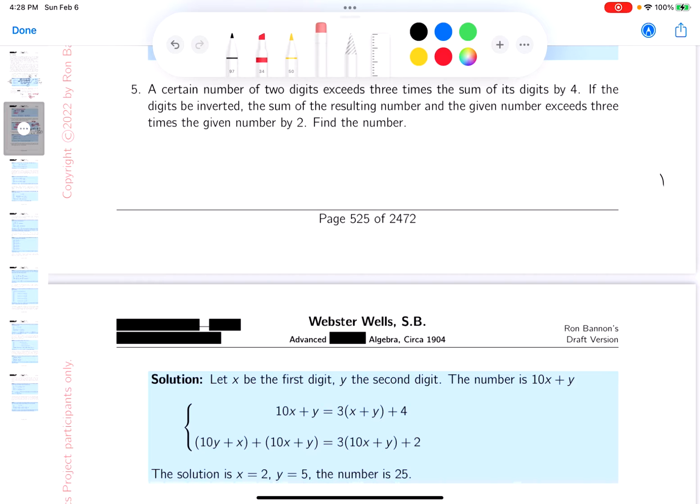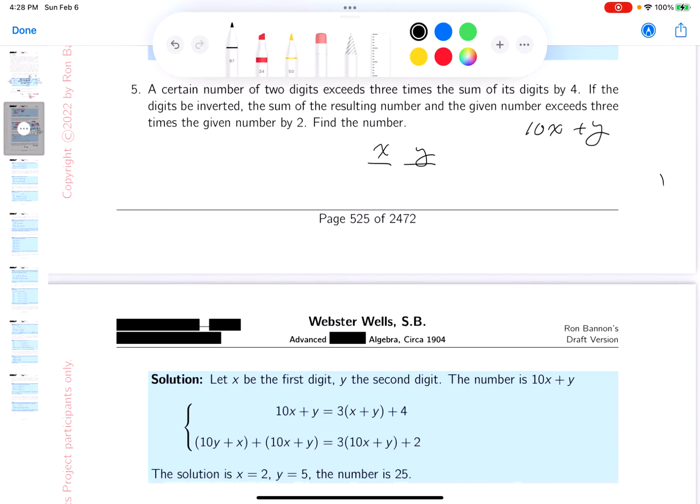Okay, so, reading it, I understand when I first start reading the problem, it says, a certain number of two digits. So I'm going to write this down. And it goes on to say three times the sum of its digits. Well, let me write this down. There's digits over here. All right. Now, if someone says, what's the number? The number is actually 10x plus y. That would be the number.